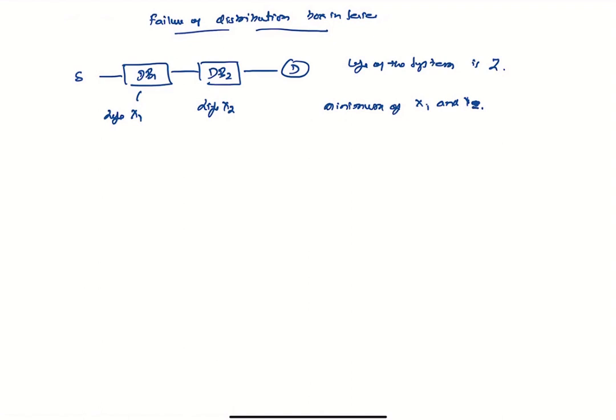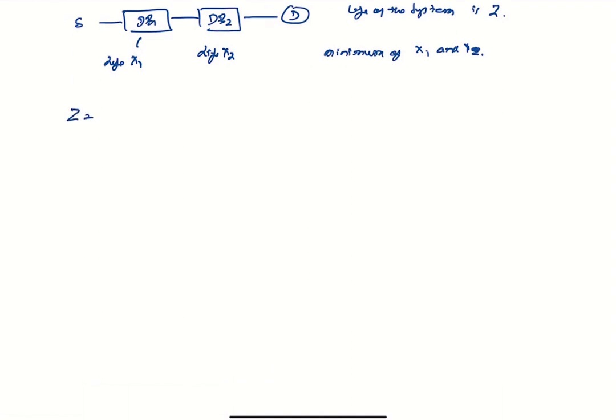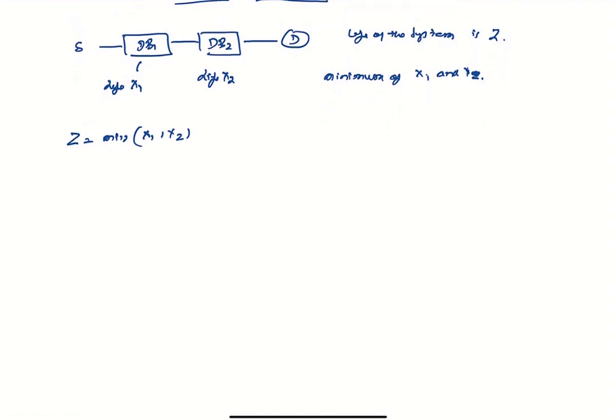So z is equal to the minimum of x1 and x2. So if we say that the CDF of z, h of t, is the probability of z less than or equal to t.